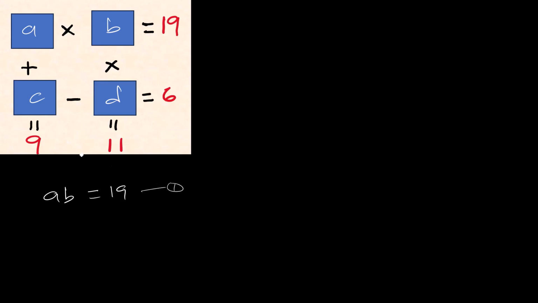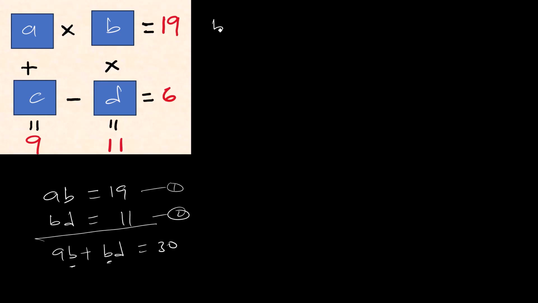So that's the first equation. Then B times D is 11. So equation 2. All right, so let's add equation 1 and 2. So this one will be AB plus BD equals 30. All right. Can we factorize B out? Yes. Okay. So we can say B times A plus D equals 30.